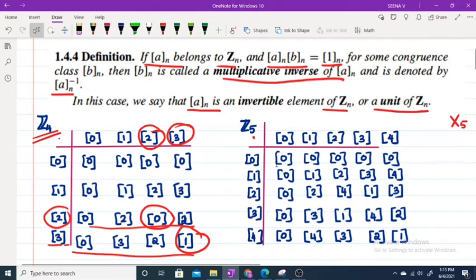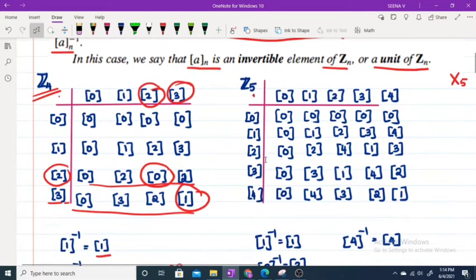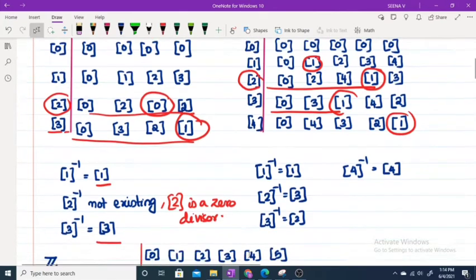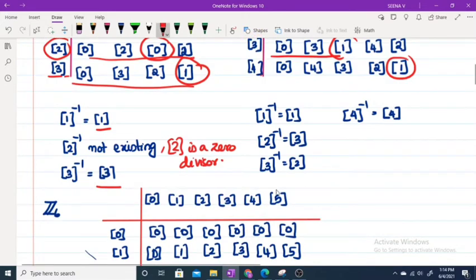You can verify it, and from the table we evaluate the inverse for non-zero elements. What about 1 inverse? Here 1, so 1 inverse is 1 itself. What about 2? You look at where 1 happens, and here is 1, therefore 2 inverse is 3. And what about 3? Here 1, that means 3 inverse is 2. And what about 4? 4 inverse is 4 itself. So here inverse exists for all non-zero elements. In the previous table, inverse exists only for 1 and 3.